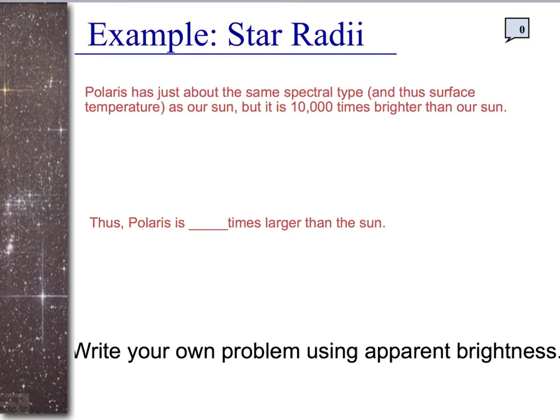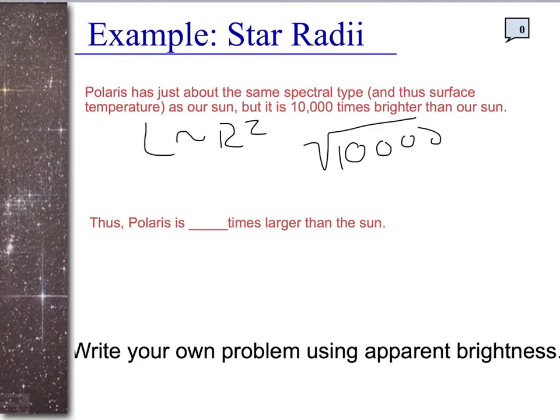If we look at Polaris, which is our North Star, which is about the same spectral type as our sun, it's actually 10,000 times brighter than our sun. Because luminosity is proportional to the radius squared, if we know that it's 10,000 times brighter, we can find the square root of that luminosity of 10,000. And we know that Polaris has to be 100 times larger than our sun. You may have to know how to go back and forth like that on your test. You would either square it or find the square root.